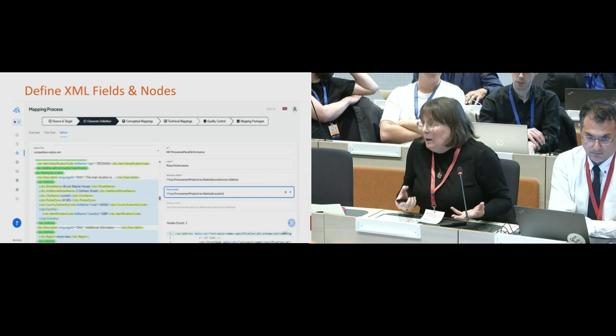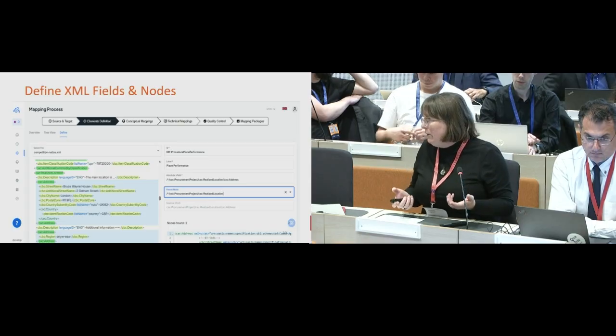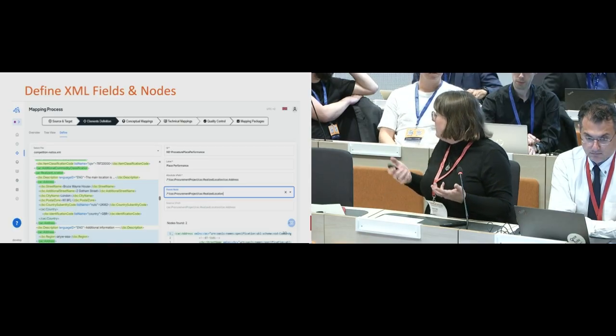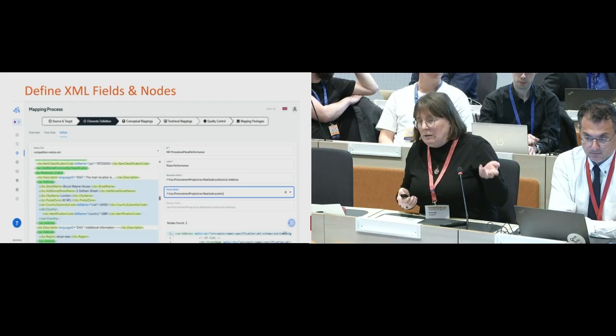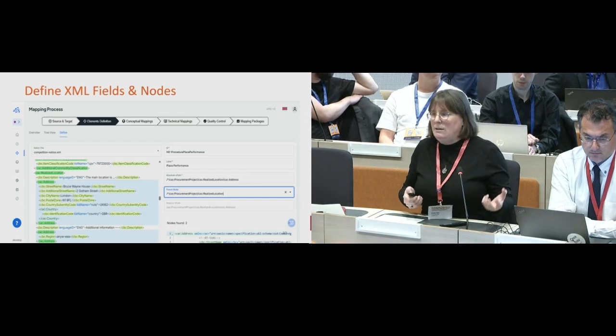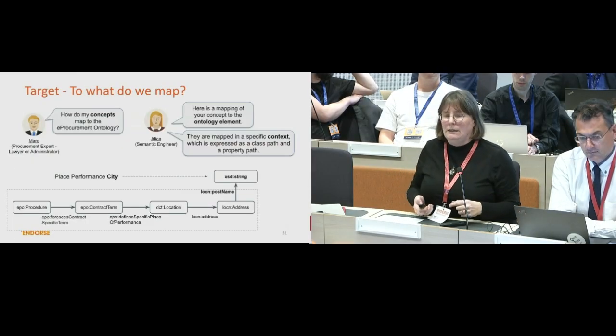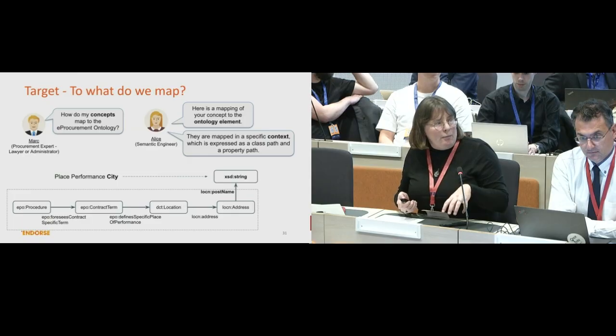Our tool helps with that. Basically, you can load it and just point and click instead of manually having to write that in, say, in a spreadsheet or something like that. So there are some auto-completions as well, and you can specify that, store it, and point to it at a later date. Then we're looking at, in the target, what do we map to?